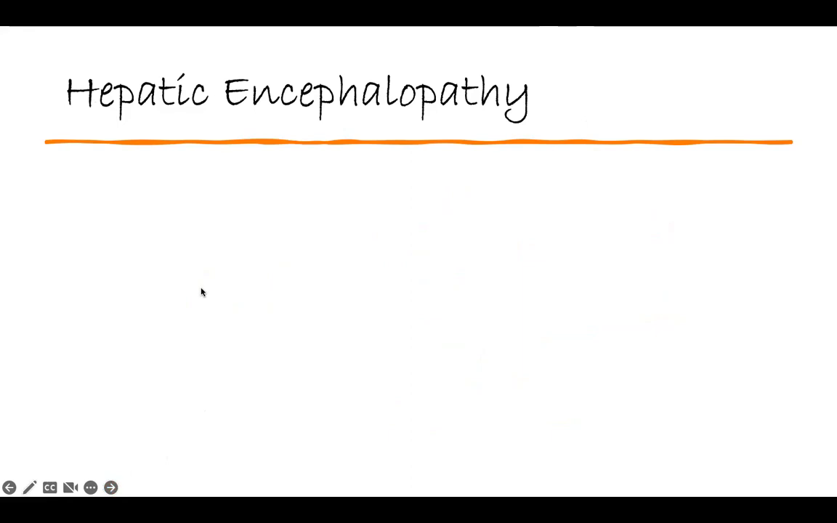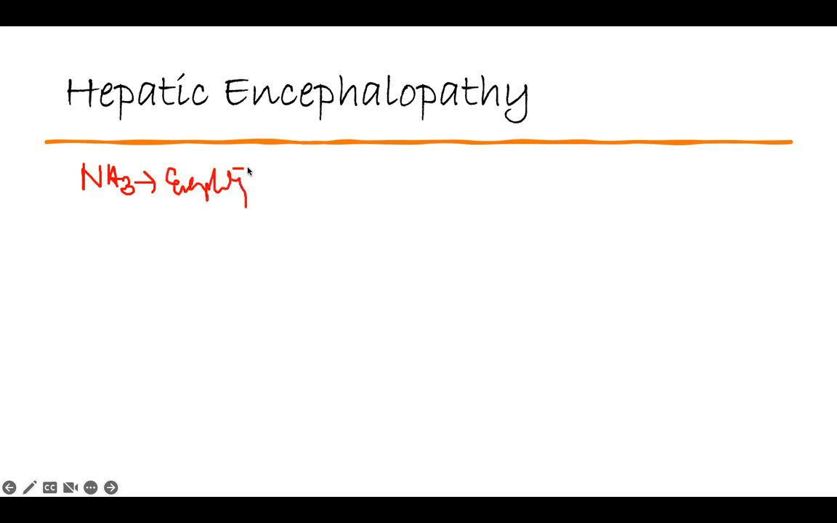Now, I told you the liver detoxifies chemicals. So this detoxification is very important for liver function. The main chemical that usually will be left is ammonia. So if the liver cannot metabolize the ammonia, it becomes a problem, and that leads to encephalopathy.